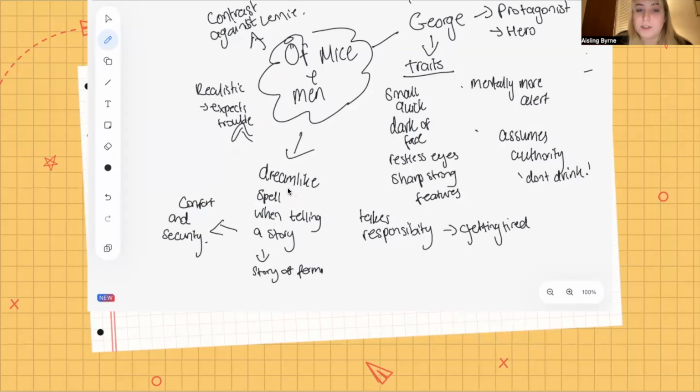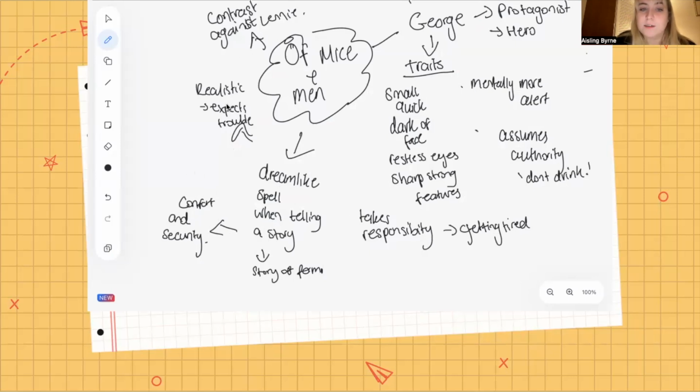Then I have another trait that he has. He has a dreamlike ability, that he can put spells on people when he tells stories. I mentioned the story of the farm, when he told a story about the farm to Lennie. So he gives comfort and security to other characters, namely Lennie.